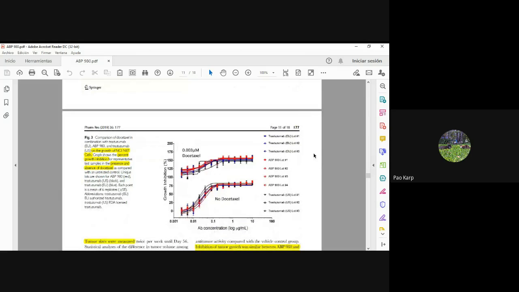And docetaxel is a taxane chemotherapy that synergizes with trastuzumab in clinical use for inhibition of proliferation of gastric cancer cells. Lots of ABP 980 and trastuzumab were administered with docetaxel, and the effect on cell proliferation was measured and used to calculate synergy scores. Similar synergy scores were obtained for activity with docetaxel for all the lots.